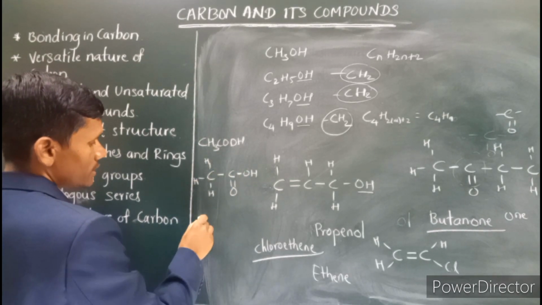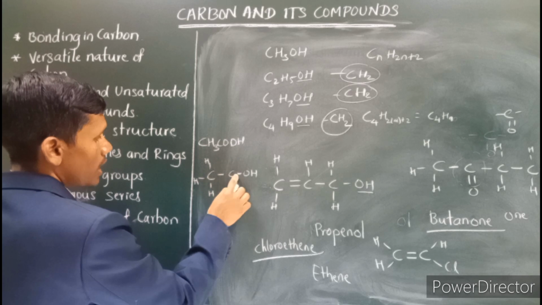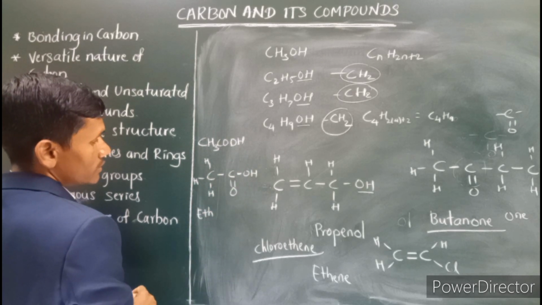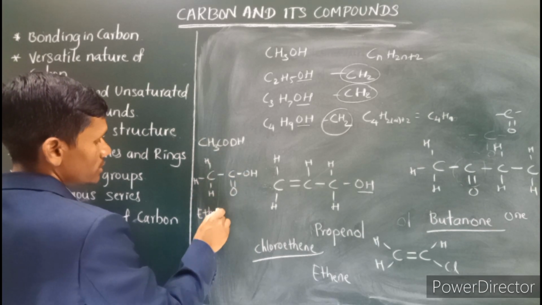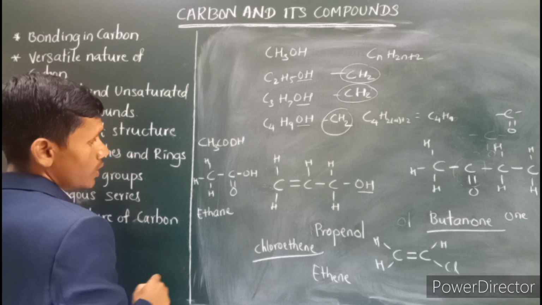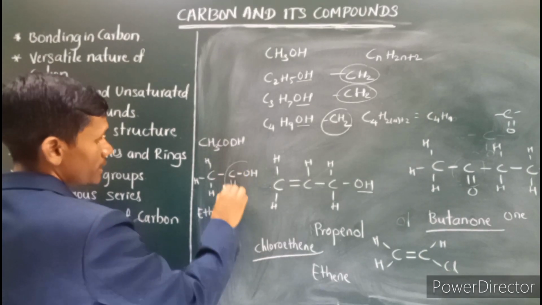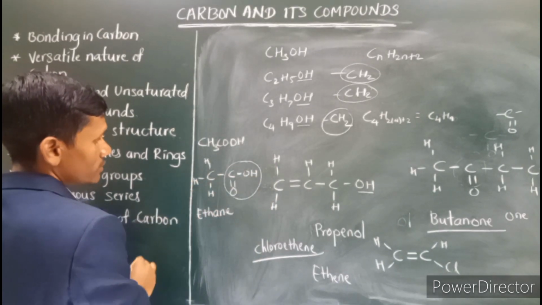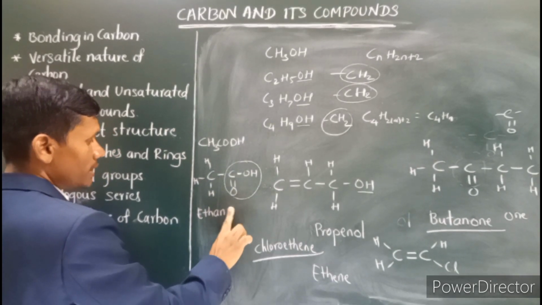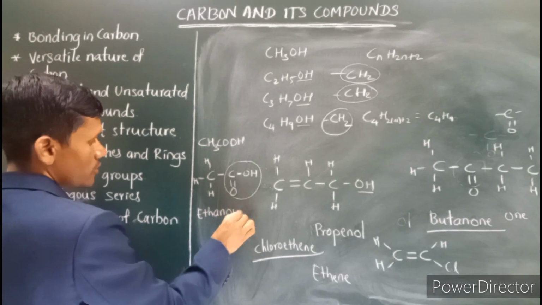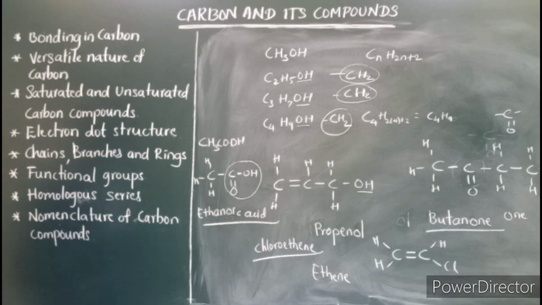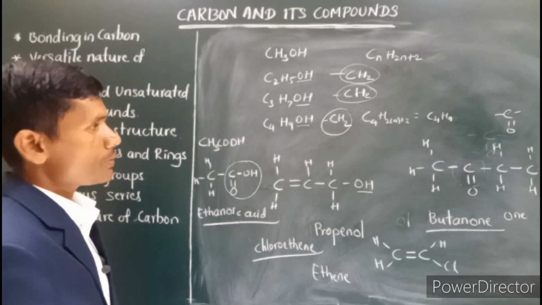Now if you want to name this, how to name this? Two carbon atoms, so it is eth. Single bond, so it will be ethane, right? Now what is the functional group? The functional group is the COOH group. If the COOH group is there, in its name the E has to be replaced by oic acid. Then this will be ethanoic acid. So this is how we are naming the carbon compounds.